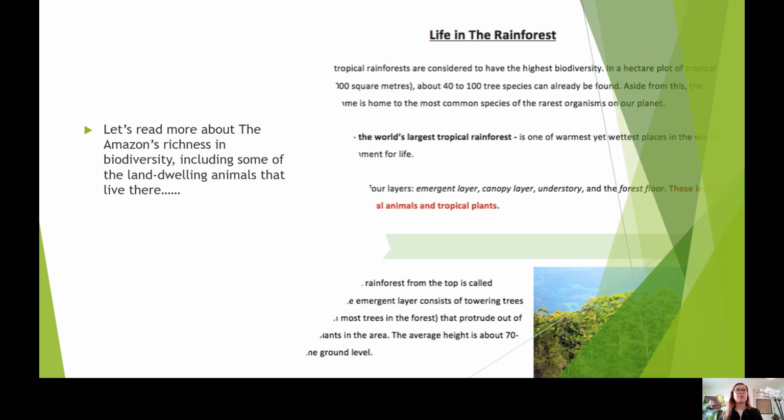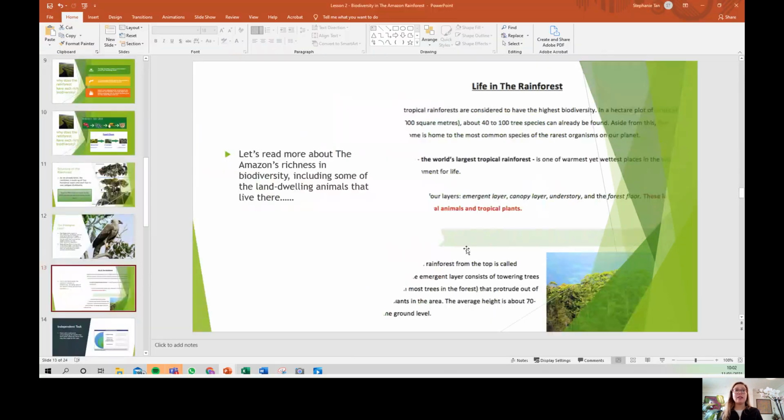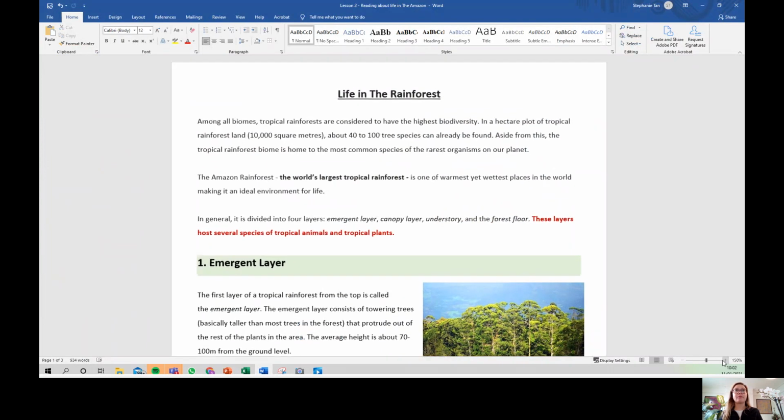Okay, we're going to read a bit more about the richness of the biodiversity in the Amazon rainforest. I would like you to get out the worksheet that's called Life in the Amazon Rainforest, and we're going to read it together now.